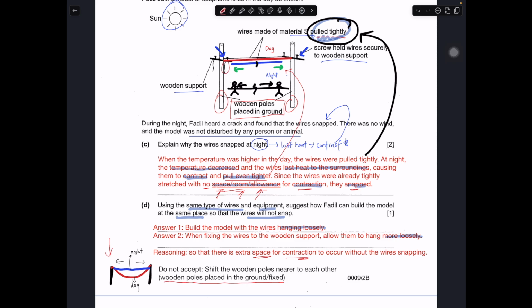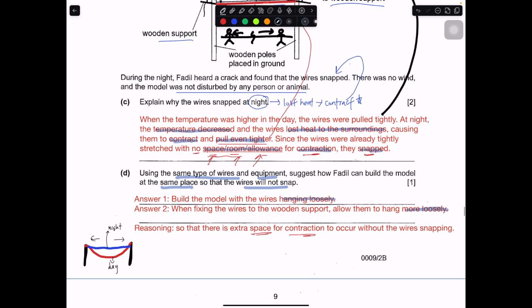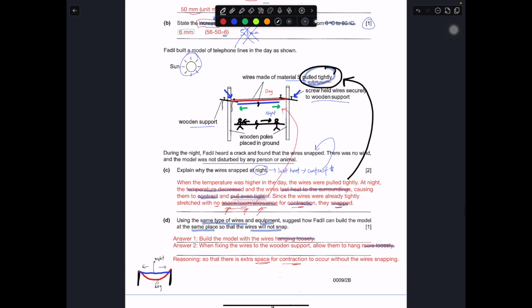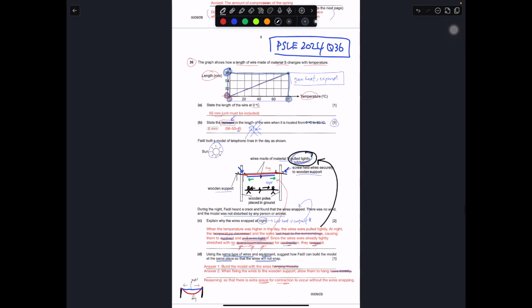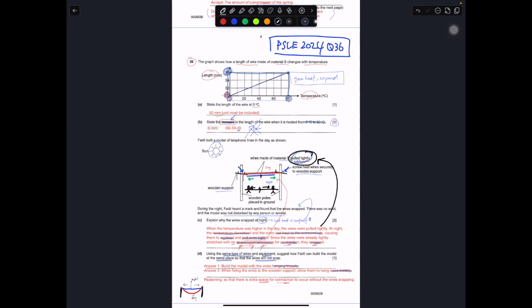Can you see these are some extra wires? It's actually what you can use for part D, which is to use the extra wires at the end of the wooden support. Create some slack over there that looks like this, so that your wire will not snap at night. So this is some additional part for this question. Let me just zoom out so that you can have a clearer view. These are the answers for question number 36. Thank you very much.